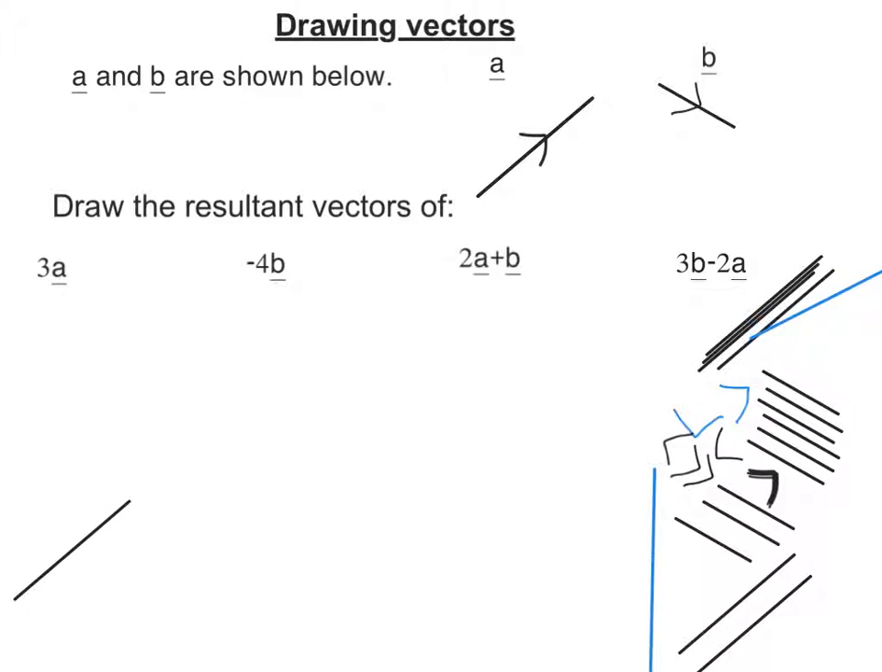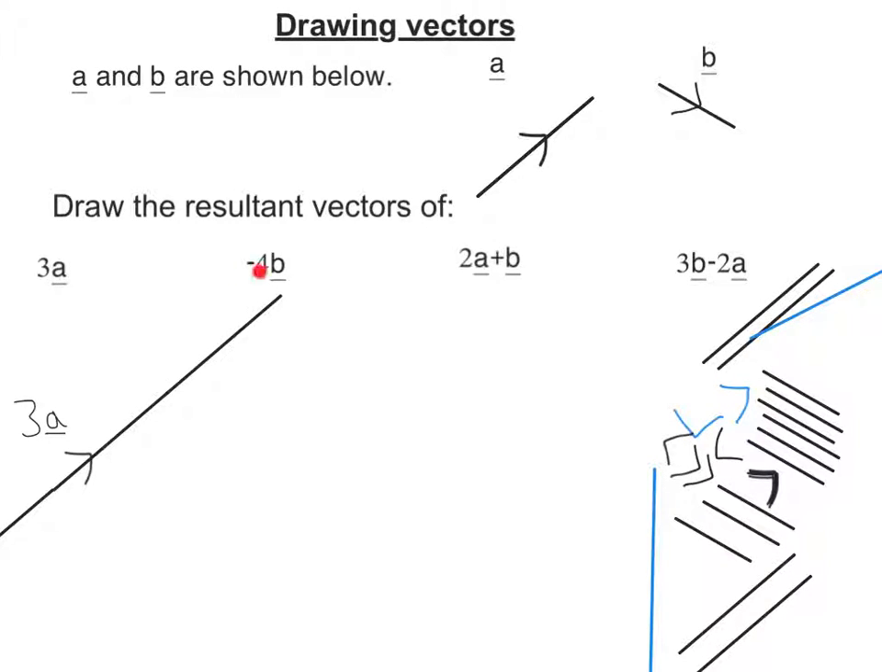So there's my first one, and then let's put the other one on the end, and then put the other one. And now I must show its direction, so it's going up, and I must label it. So this is 3A with my underline.